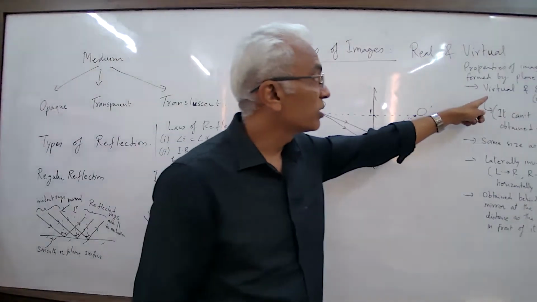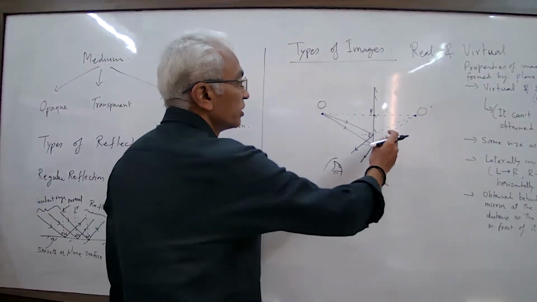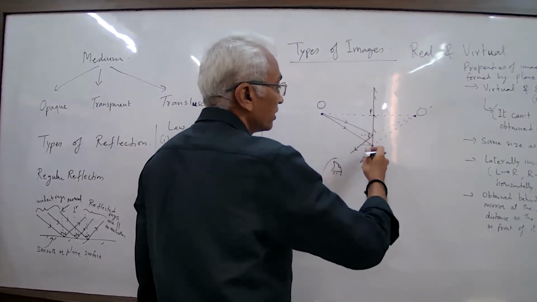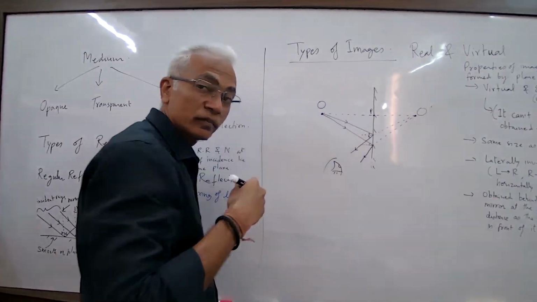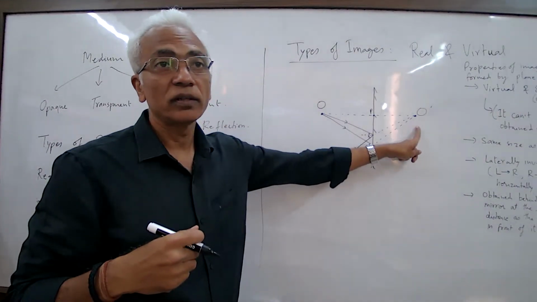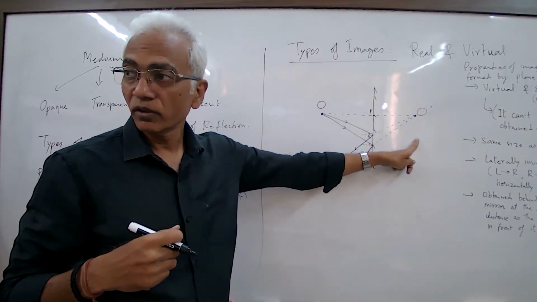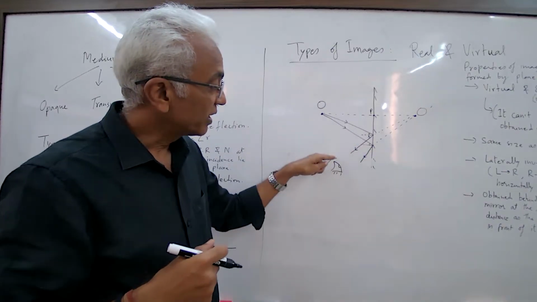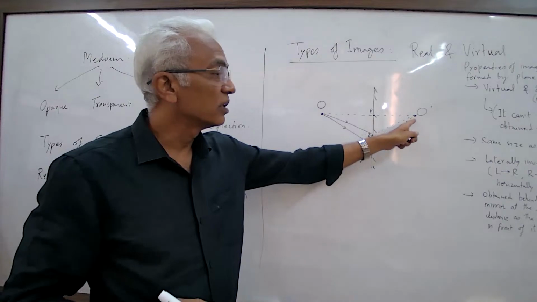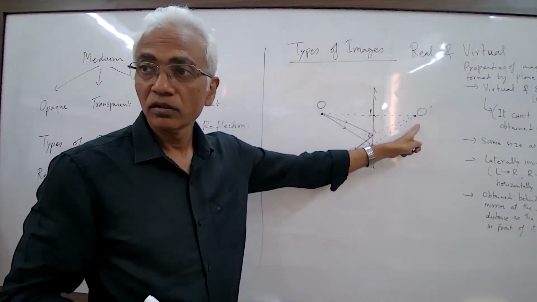So what is a virtual image? How is it formed? It is formed at a place from where the reflected rays appear to diverge. So these rays appear to diverge from this point. This is where the virtual image will form. So the reflected rays are not actually cutting each other. It appears that they are coming from, or diverging from, it. This is virtual.